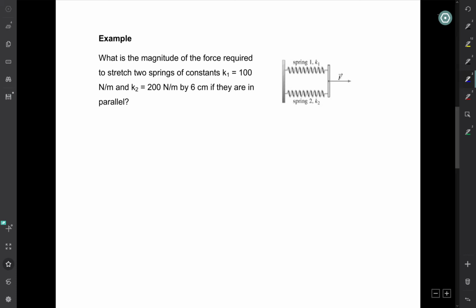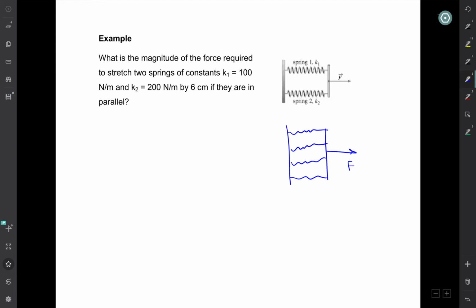You could have more than two springs. For example, you could have 3 or 4 springs. Let me show you. If you have 4 springs stacked like this and you apply a force to them, these 4 springs are in parallel.